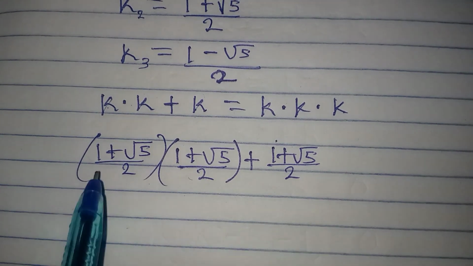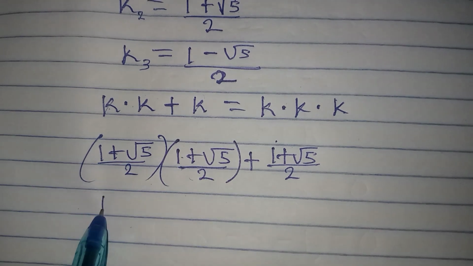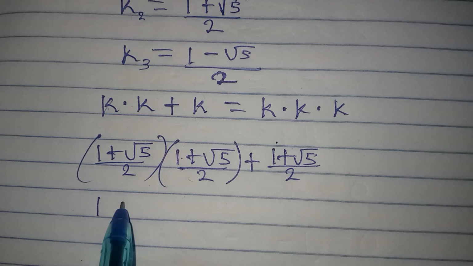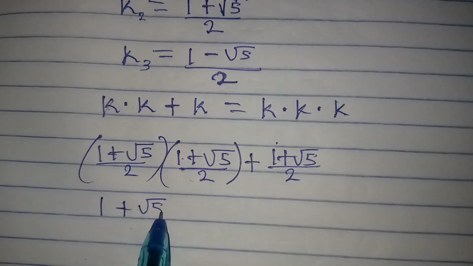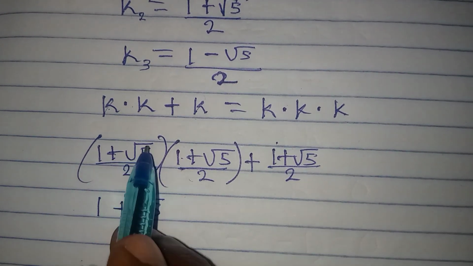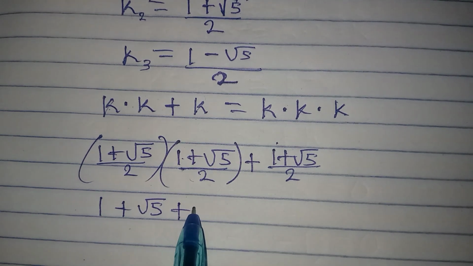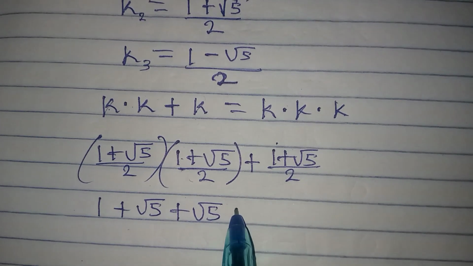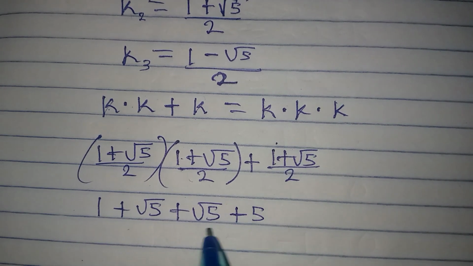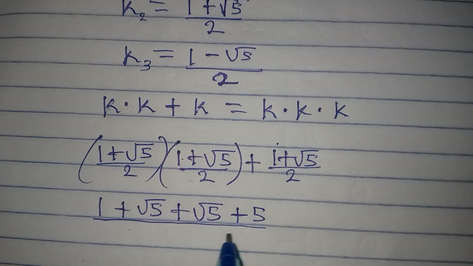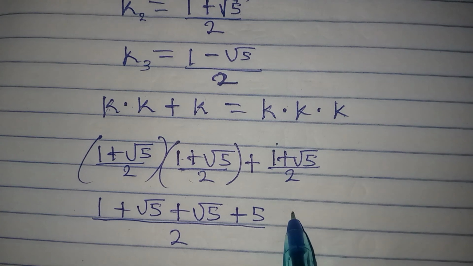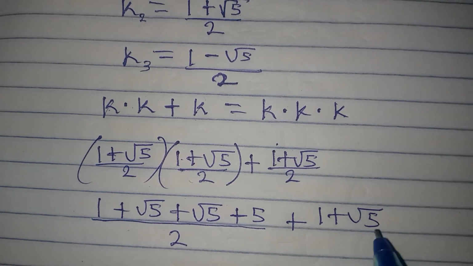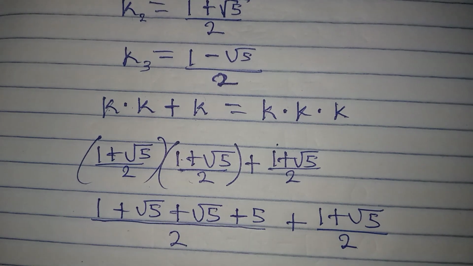Now let's multiply. 1 times 1 is 1. 1 times square root of 5 will give us plus square root of 5. Then square root of 5 times 1 will give us positive square root of 5. And then root 5 times root 5 will give us plus 5. The whole of this is over 2. Then we're having plus 1 plus square root of 5. Remember, this is over 2.